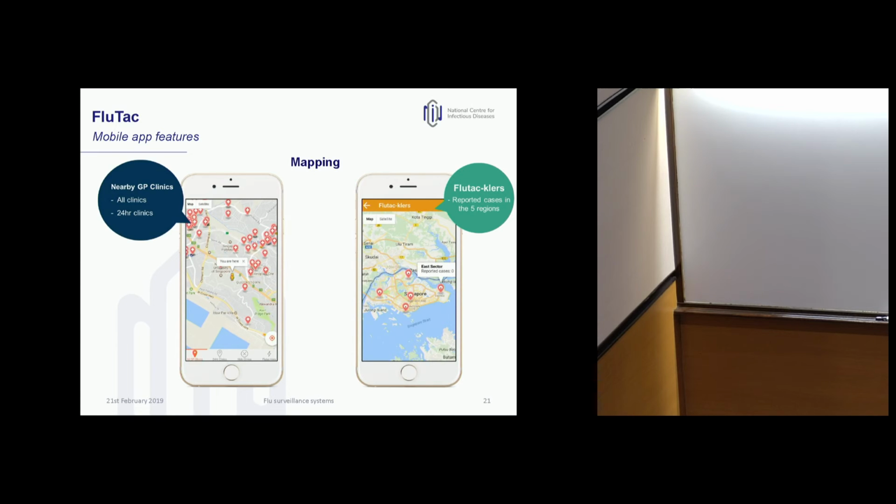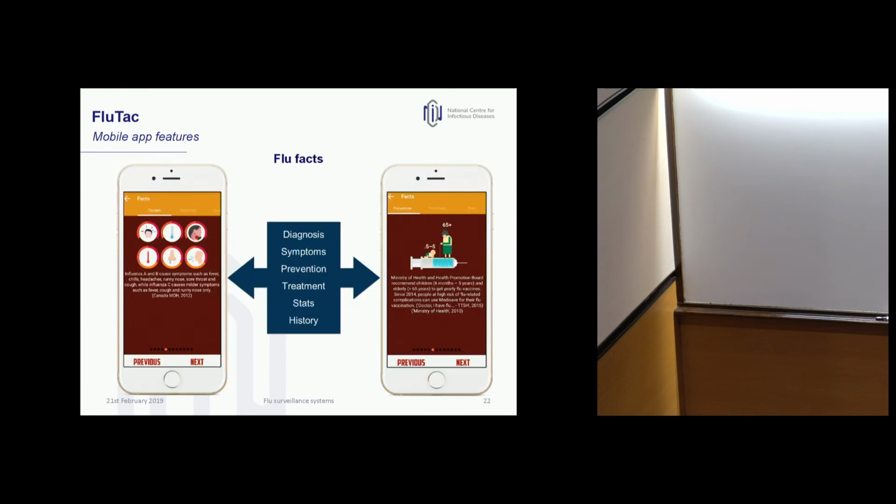And here we will update this map. Whoever reports cases to us in the 5 major regions in Singapore, we will update that into the Singapore map as well. And then this is the education part that I was talking about. We have flu facts, bite-sized information on diagnosis for flu, symptoms, prevention, treatment, some statistics as well as a history.